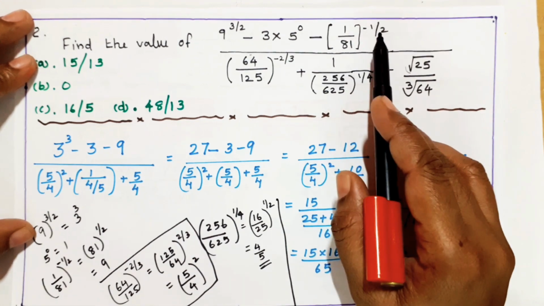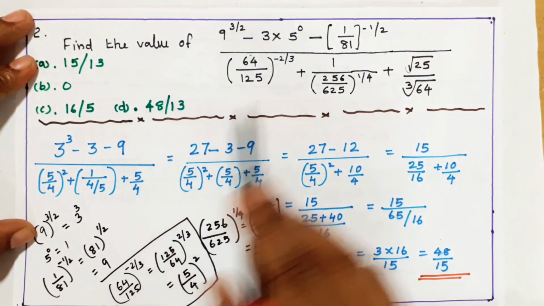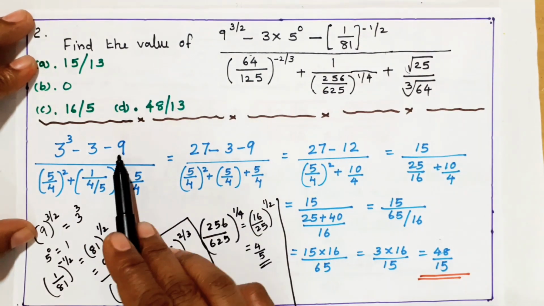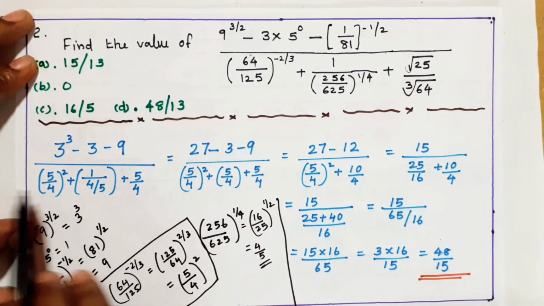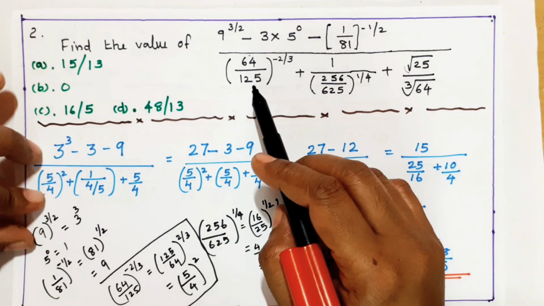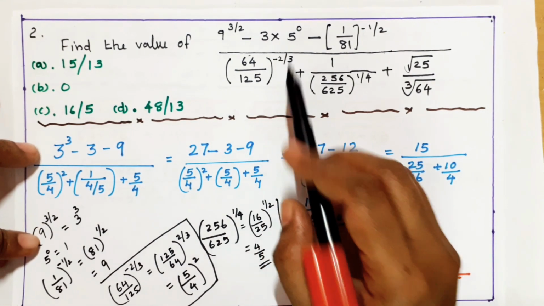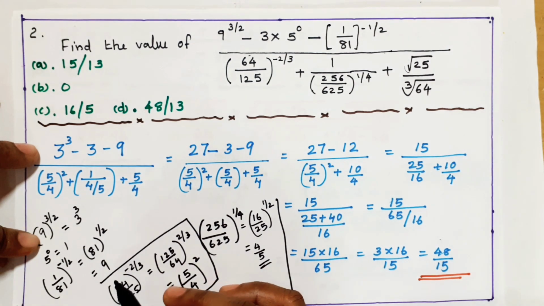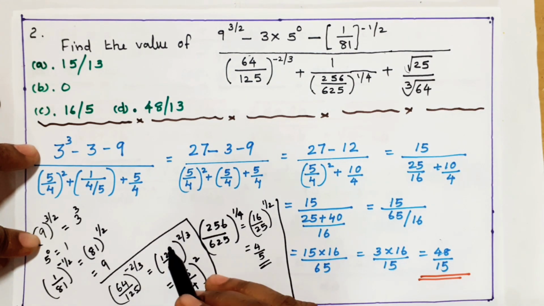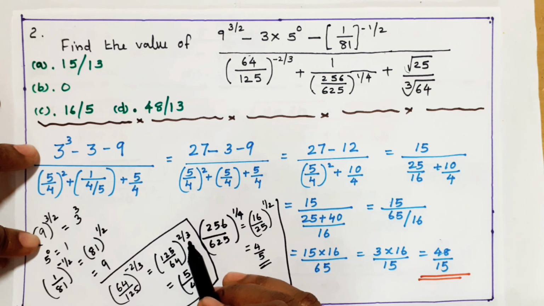So it is 81 to the power 1 by 2. Square root of 81 is 9. Divided by 64 by 125, this is a negative power. So what I did is I took the reciprocal. So it is 125 by 64 raised to 2 by 3.